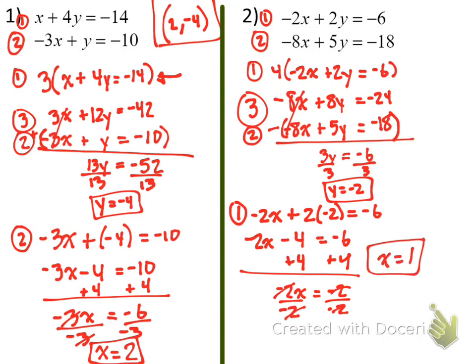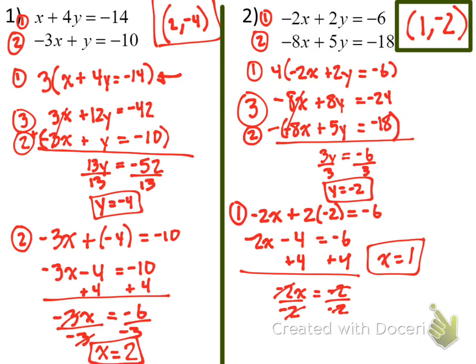Okay? When we're done, we just write our answer in notation of an ordered pair. So we got x is 1. Y is negative 2. And that's our answer, so we box it. Okay? Any questions on numbers 1 or 2?